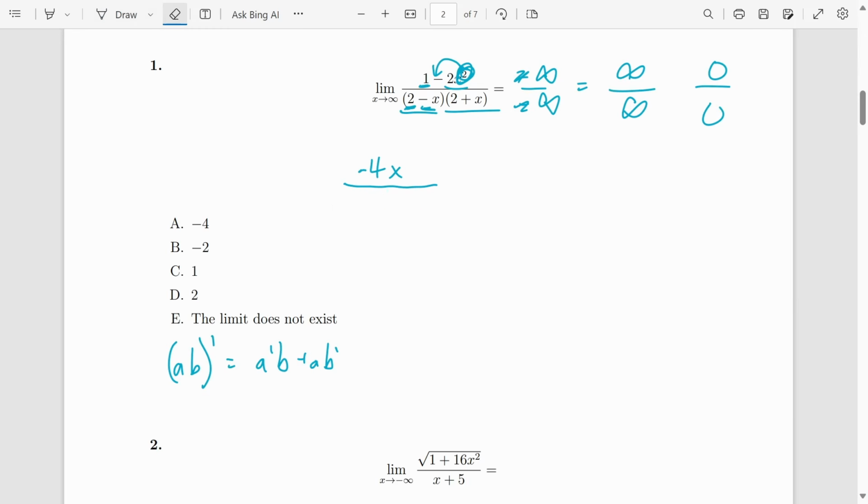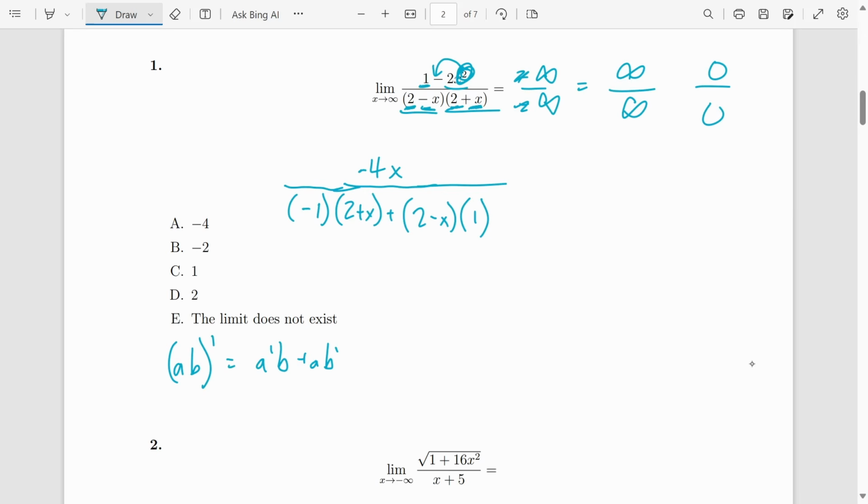I'm going to save myself some room here. This was negative 1 times 2 plus x, plus a, which is 2 minus x, times b prime, which is the derivative of 2 plus x. So the derivative of 2 is 0, derivative of x is 1. So there we go. We have our derivative now.